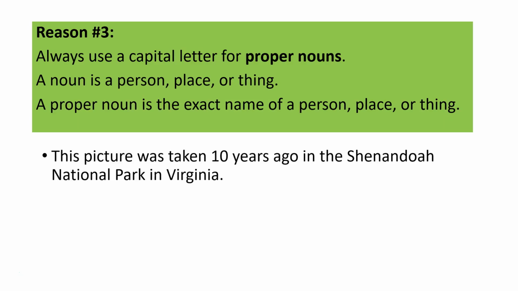There's one example from the paragraph. I said, this picture was taken 10 years ago in the Shenandoah National Park in Virginia. And you can see some interesting capital letters here, right? The first one is Shenandoah and then National and Park, capital S, N, and P. And these three words together, Shenandoah National Park, make the name of the park. So if I'm going to say the name of a park, I have to use capital letters.